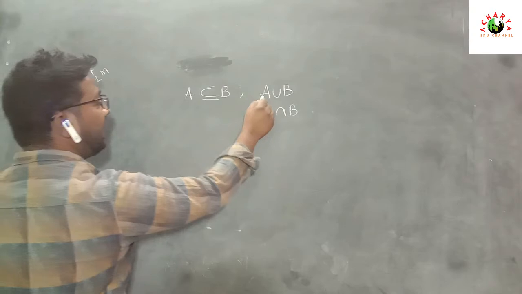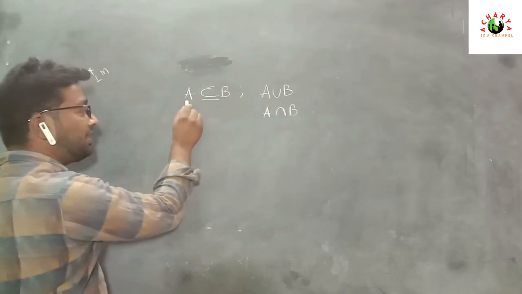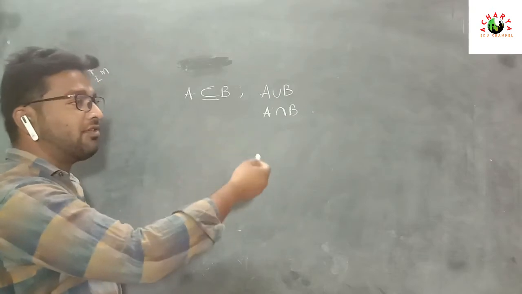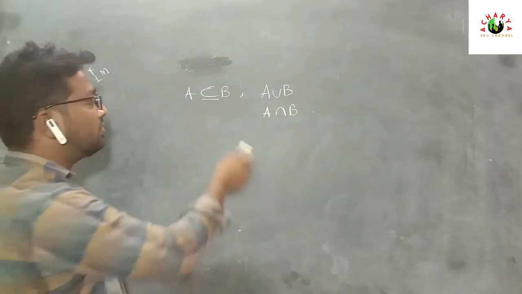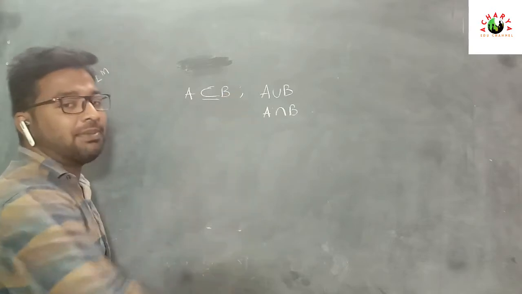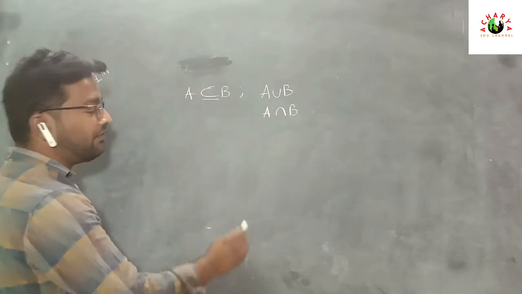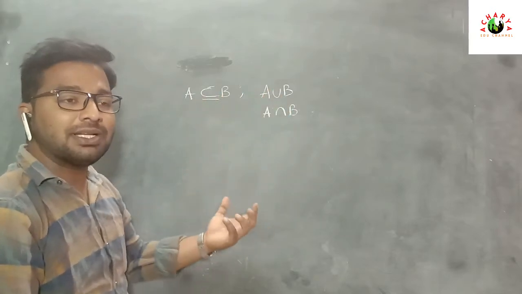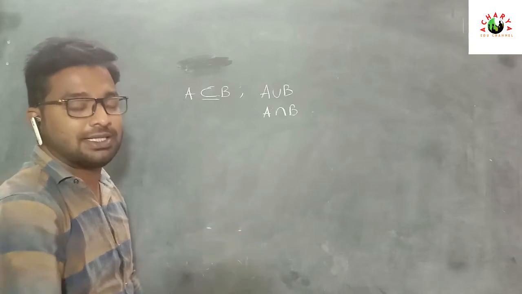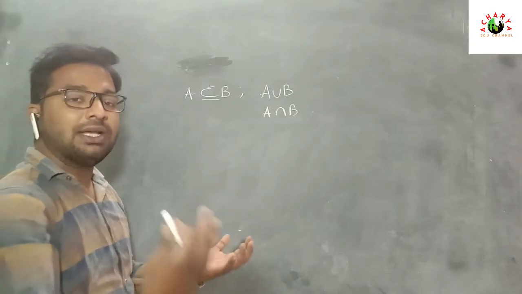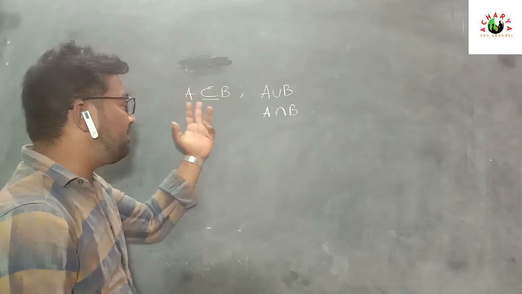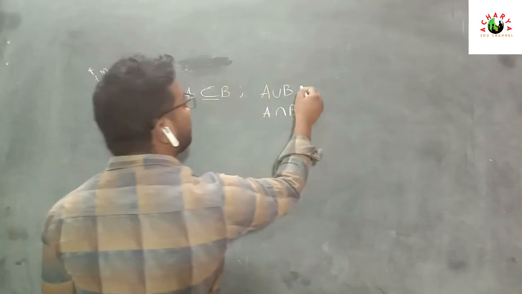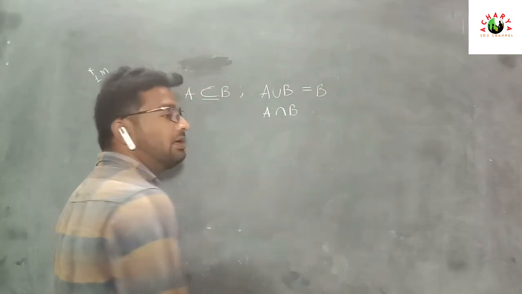Okay, so A union B is equal to what? For example, the elements of A are 1, 2. The elements of B are 1, 2, 3, 4, 5. So the elements 1, 2 are present in the B set. So finally if we are doing union, what will happen? We will get the set B. Union means combine the elements of two sets A and B. So when A is subset of B, then A union B is equal to B. Why?